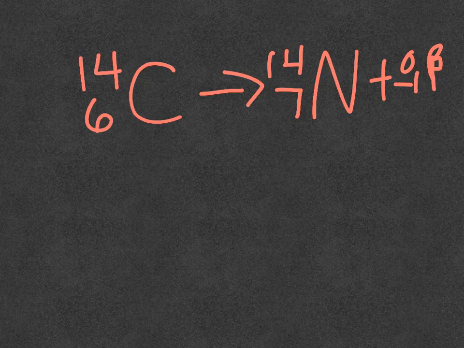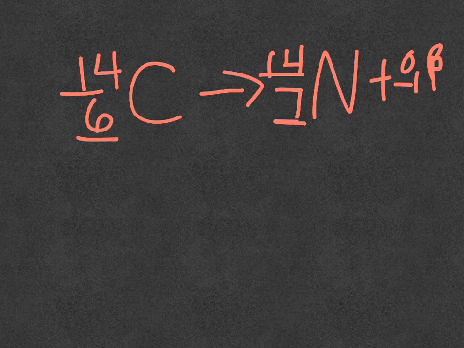So in regular beta decay, notice your mass does not change. So 14 plus 0 is still 14. However, your element goes up by 1 since the neutron changed to a proton. 7 minus 1 equals 6. Both sides balance out. So this is regular beta decay.